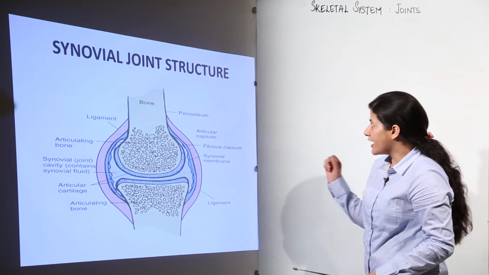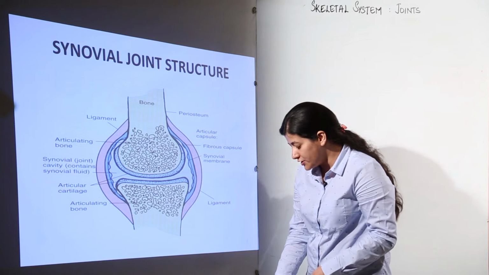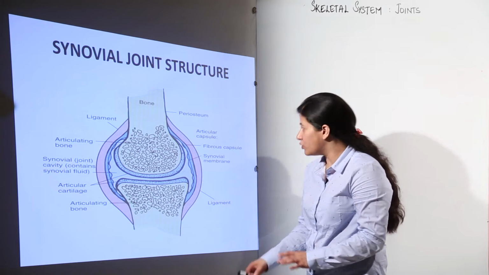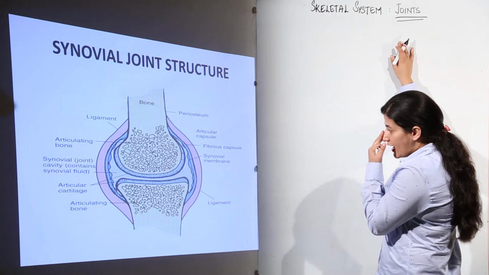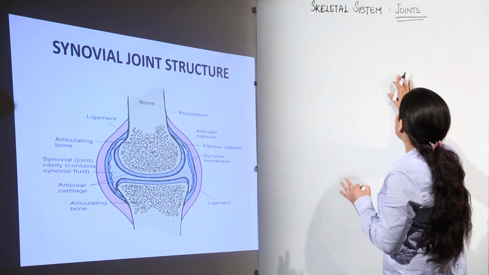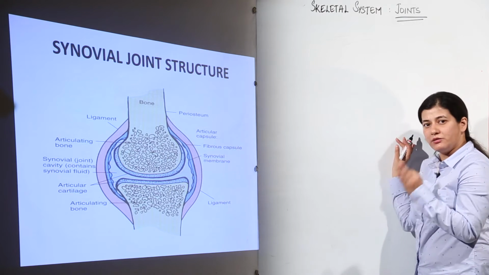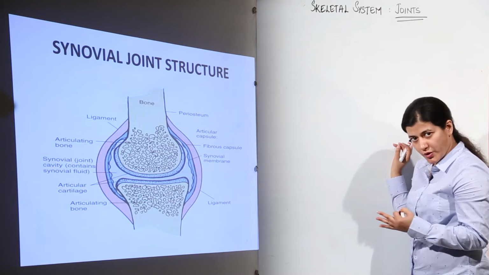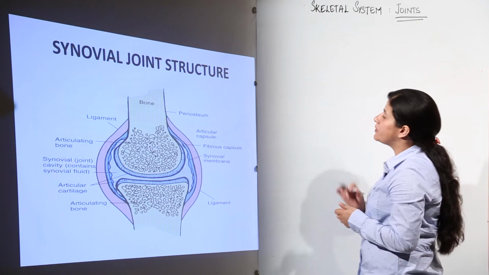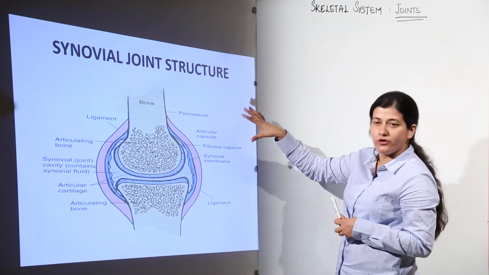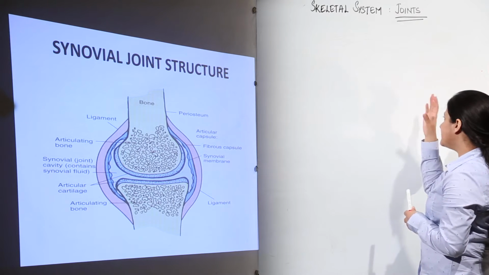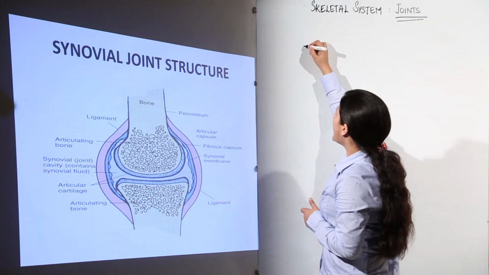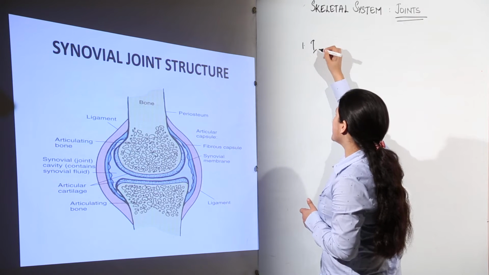Now before I come to the synovial joint structure, I need you to understand how many types of joints there are. We are considering the movement part, and the movement is brought about by joints, and the type of joints which bring about the movement are the synovial joints. But before that, what we have to see is that there are 3 types of joints. That we have immovable joints.